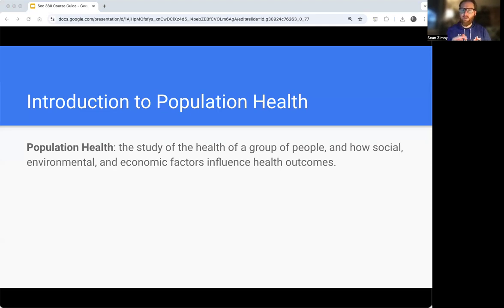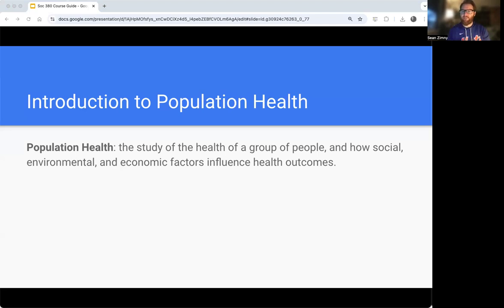You can think of the Kindig and Stoddart reading from 2003, where they define the definition and scope of population health and explain how population health looks beyond traditional healthcare systems to include the broader determinants of health, thinking social, environmental, and economic factors. That's the key, the critical component of population health: considering those factors and how they influence health. So it's just a quick definition.